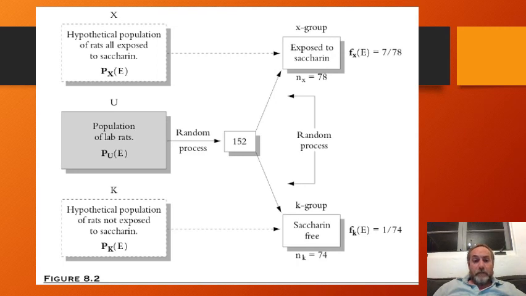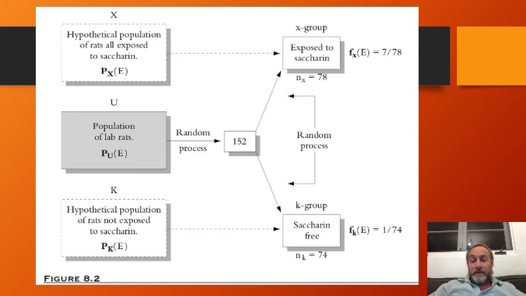So again, on the left, we've got our model where we have the real population and our hypothetical populations. What we actually do is randomly sample 152 rats from the real population, and then divide them again randomly into two groups, one all of which gets saccharin, the other none of which gets saccharin. 78 in the X group and 74 in the control group.